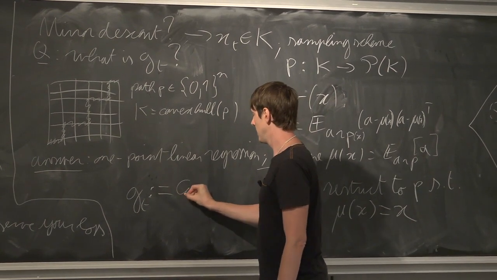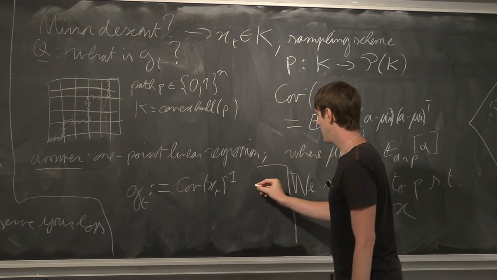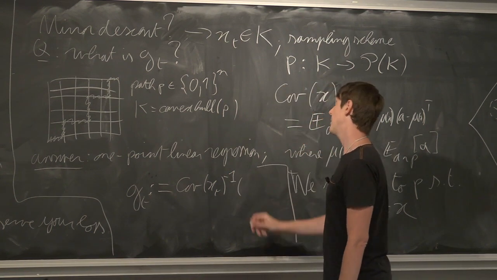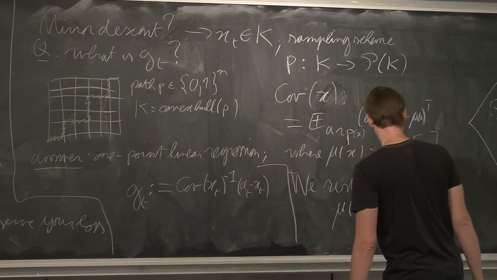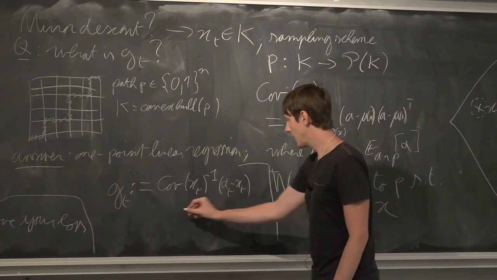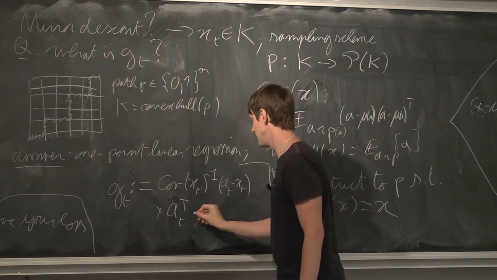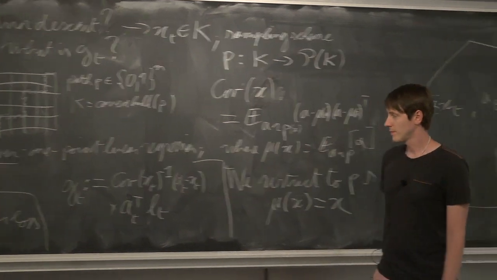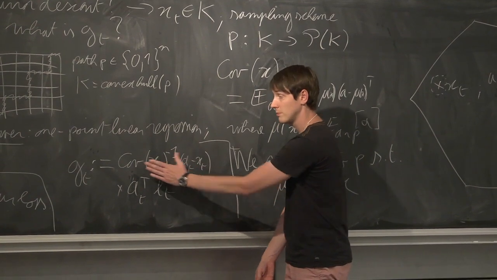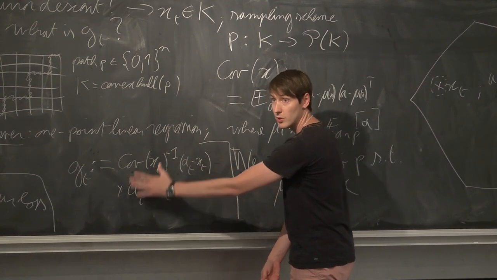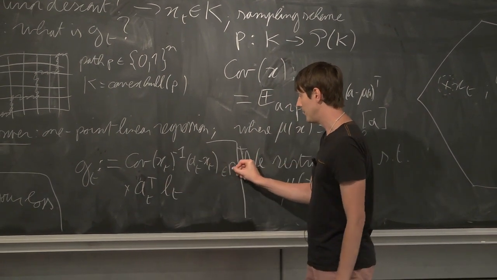Now, given all of these elements, I can build an unbiased estimator, which is the following. Let me write the formula. It's the covariance at xt inverse applied to At minus xt, times At transpose Lt. This is a matrix. This is a vector. This is a real number. So this is a vector. So this gt is an element of Rn.